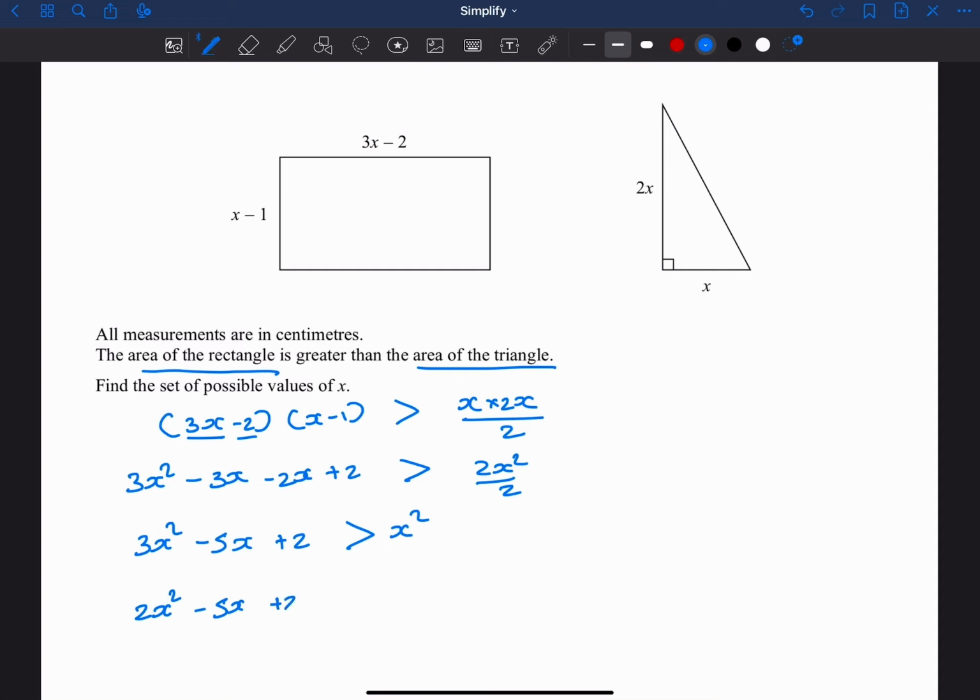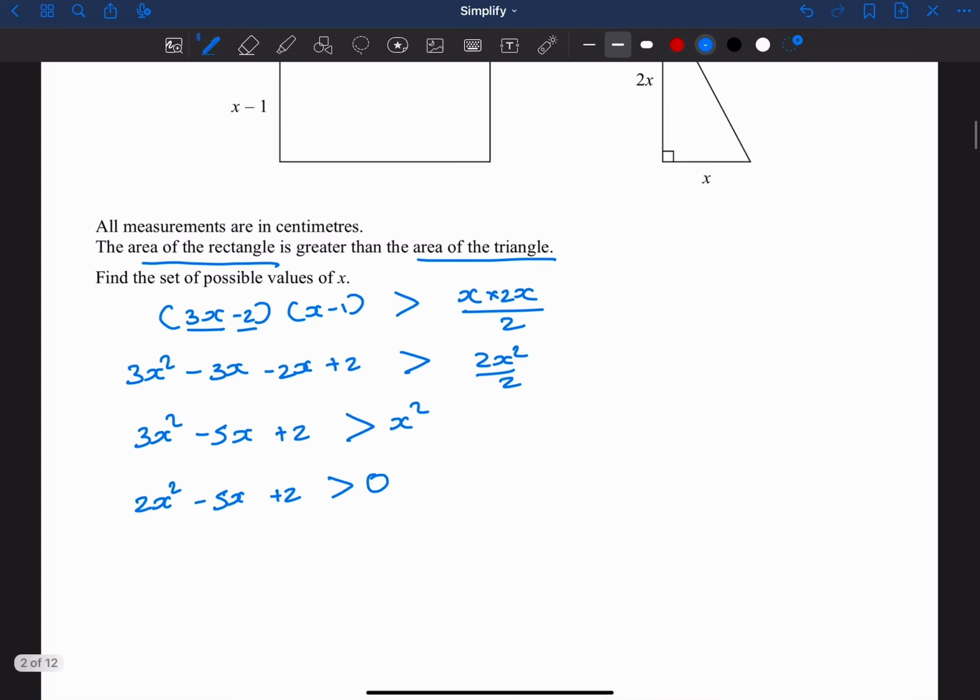minus 5x plus 2 is greater than, remember this x squared is gone, so it must be 0. I've got to factorize this now. 2 times 2 makes it 4. Factors of 4 that make 5 are 4 and 1. I want minus 5, so minus 4, minus 1.